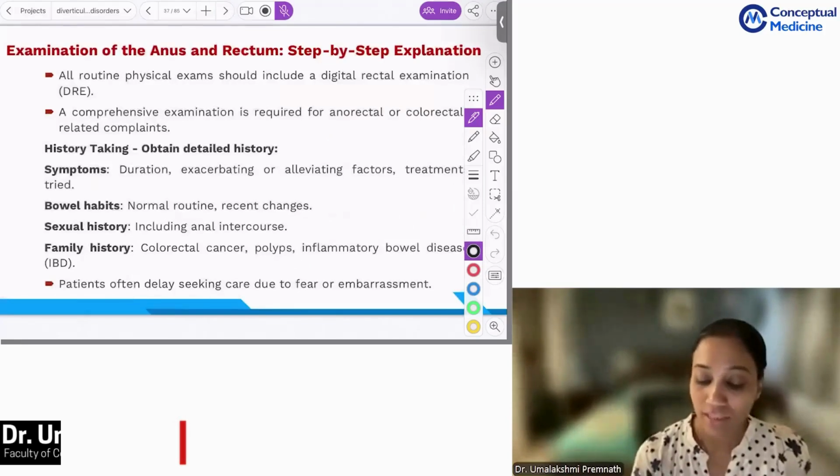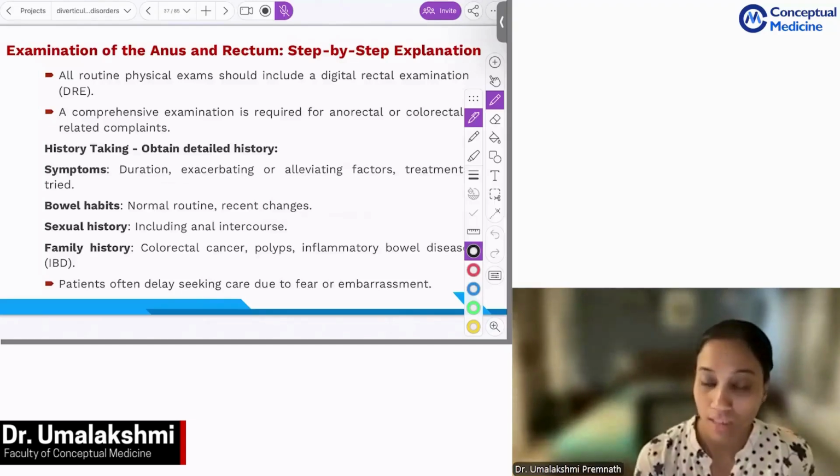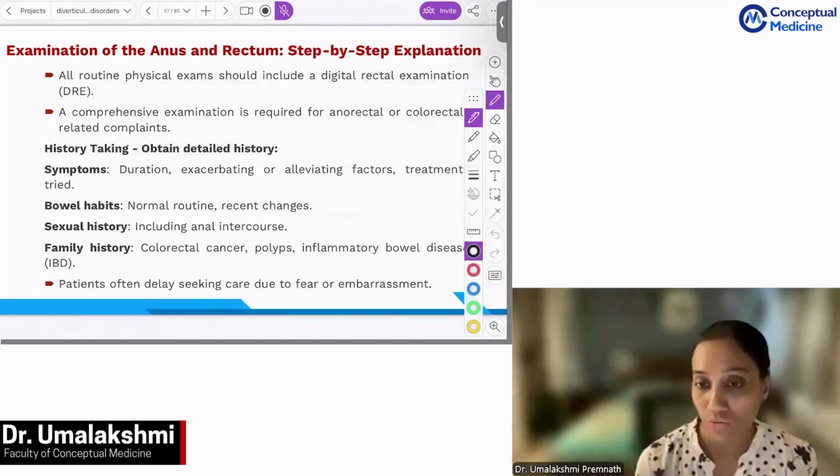Okay, so examination of the anus, what all will you do? Going by the routine, inspection, palpation. There's nothing to percuss or auscultate here, so it's only inspection and palpation. What do you inspect? You look for any scars, you look for any discharging sinuses. You have to look for soiling of their underclothes.